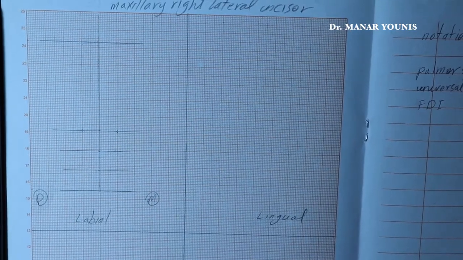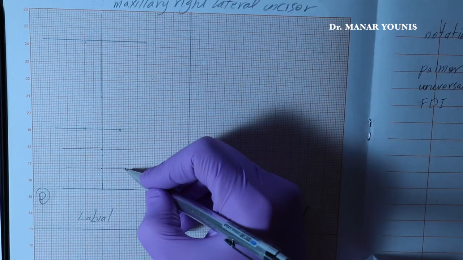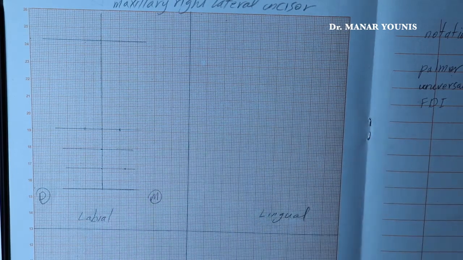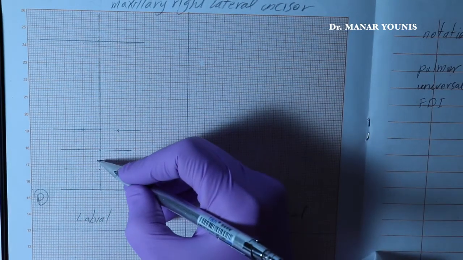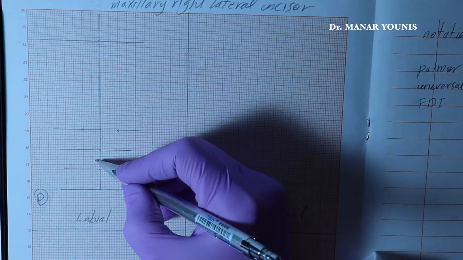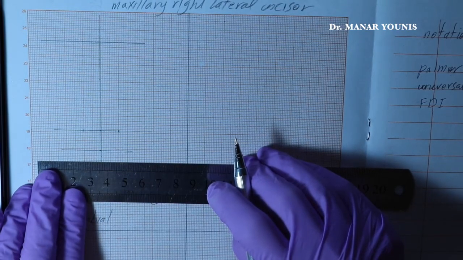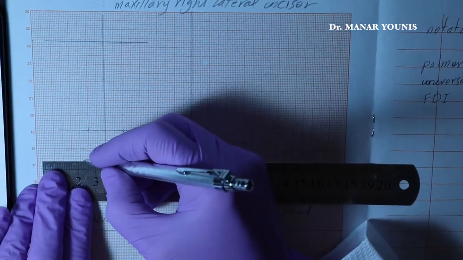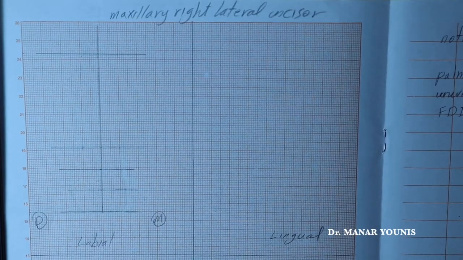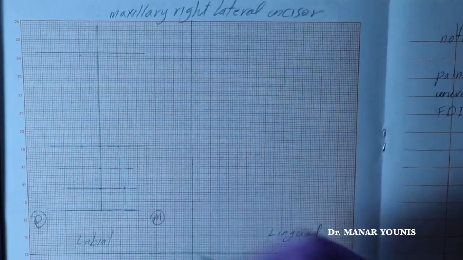So mesially, I will measure 13 millimeters and put a mark. This represents the position of the mesial contact area. While distally, in the middle of the middle third, I will measure 13 millimeters and put a mark. After completing placing all the marks, I will start drawing the outlines of the crown.